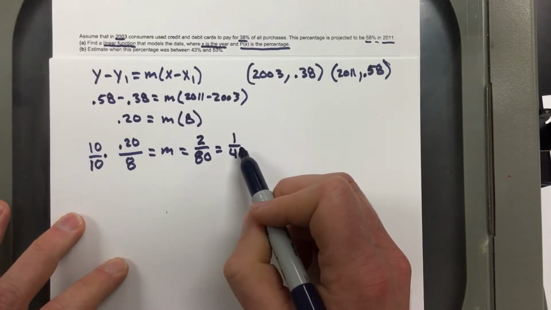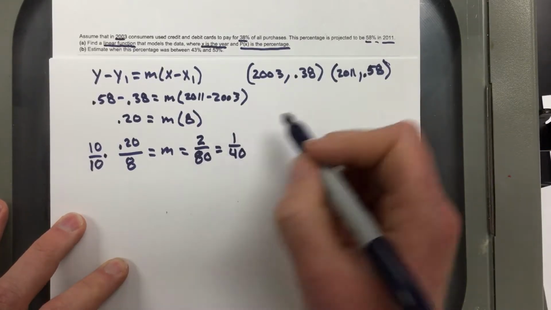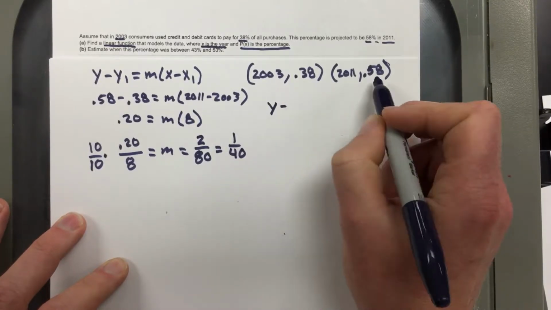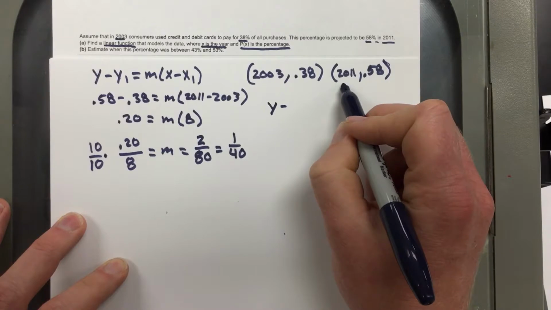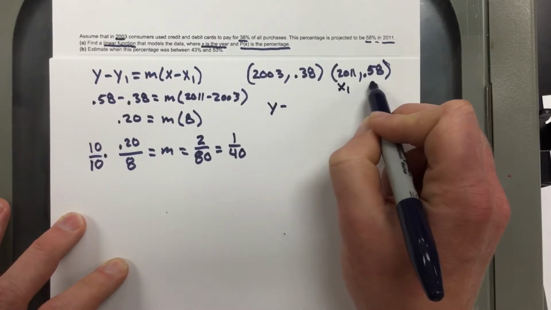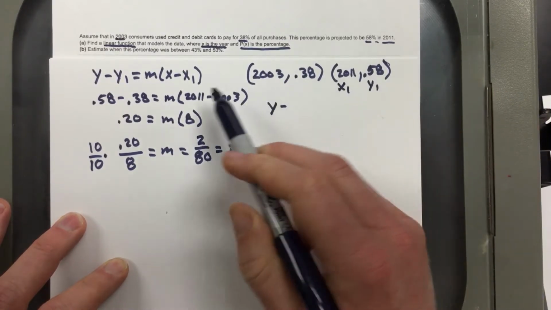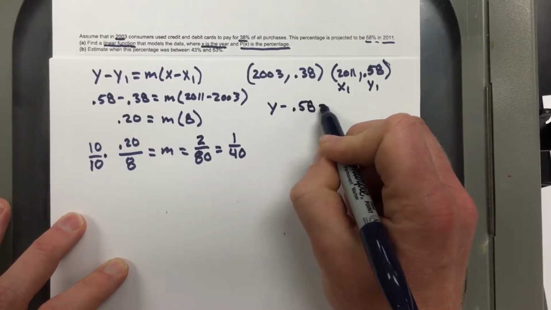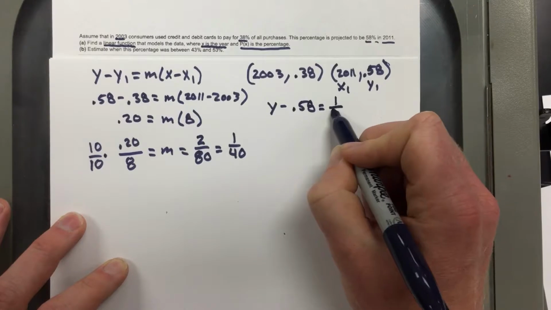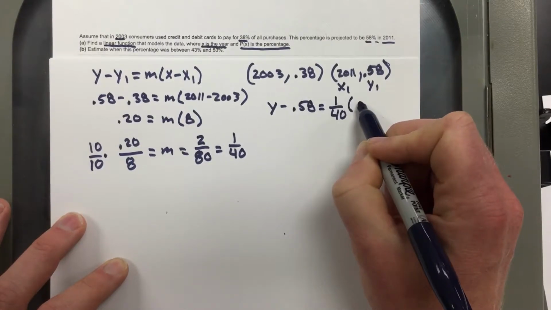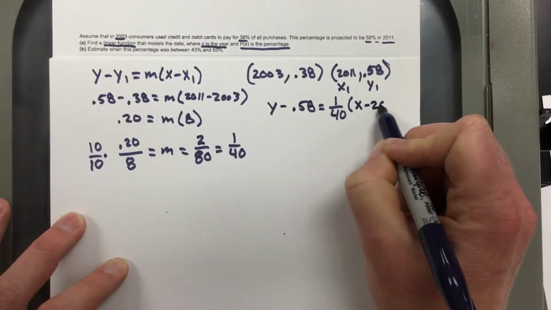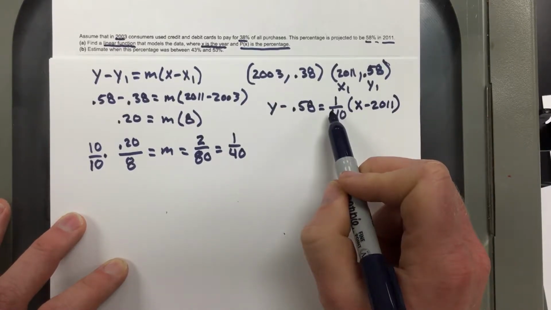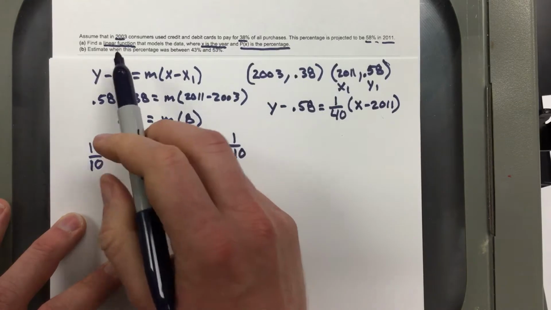I'm going to take this now and use point-slope form. So I'm going to say y minus y1, which I'm going to use this coordinate. So I'm going to use this as my x1 and my y1. And I'm going to use the slope. So y minus 0.58 equals 1 over 40, x minus 2011. So you can see I've got an equation now in point-slope form. They wanted us to write it.